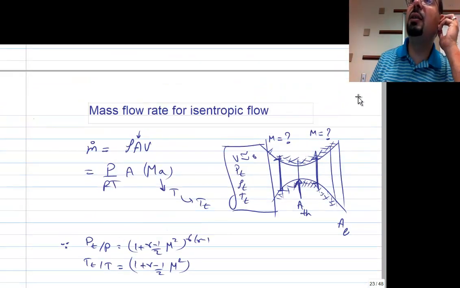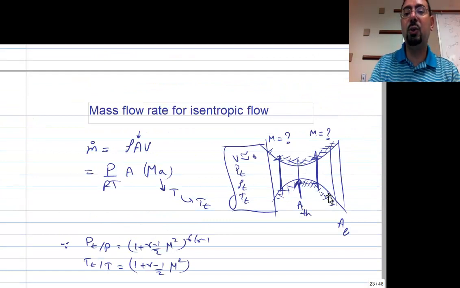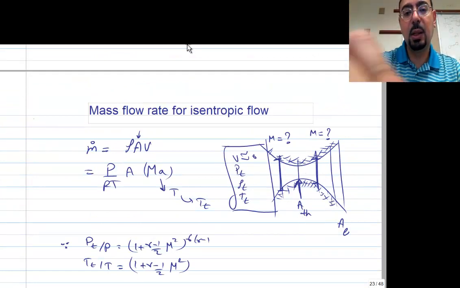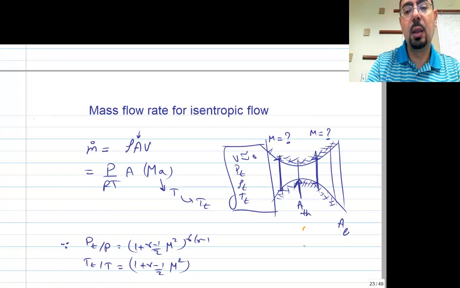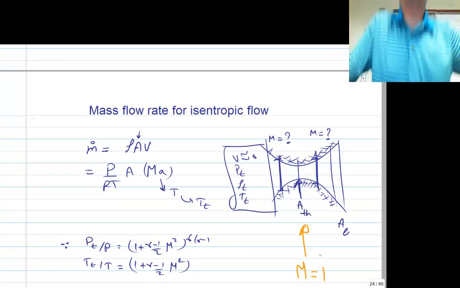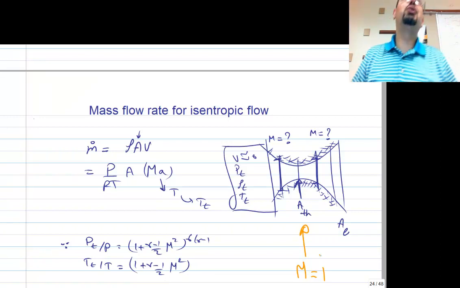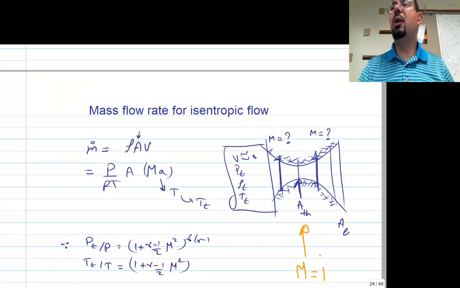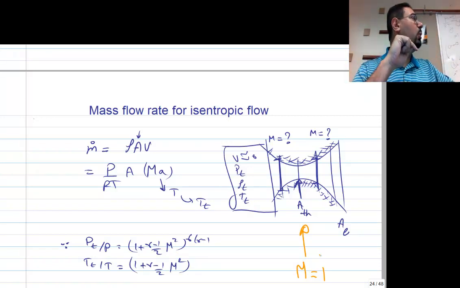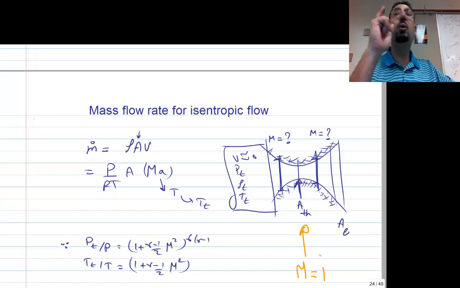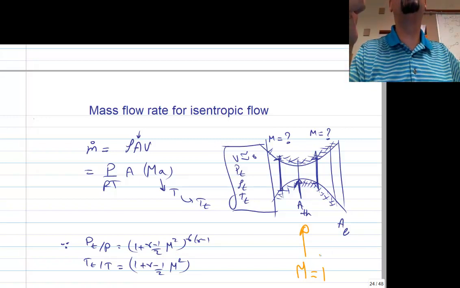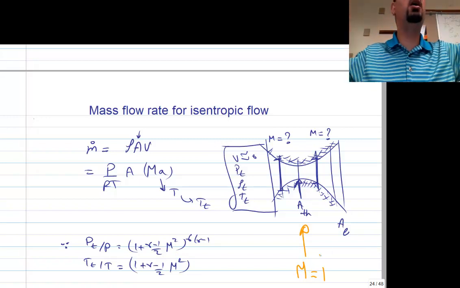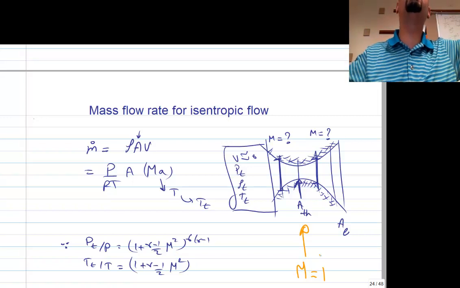So he will write it at the throat. What happened at the throat? M equals 1. Right. That's the second most confusing thing for students in this course. So M equals 1 at the throat. Is it always M equal 1 at the throat? No. No, right? Because let's put P atmosphere at one side, the exit, and let's have P atmosphere in the tank.